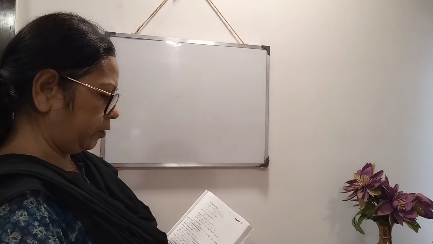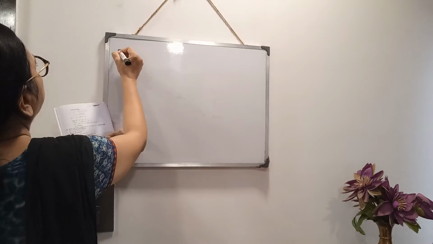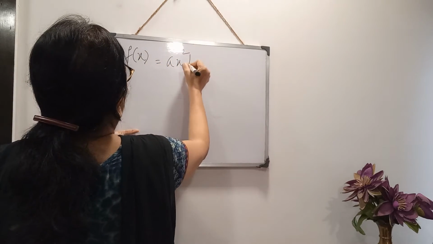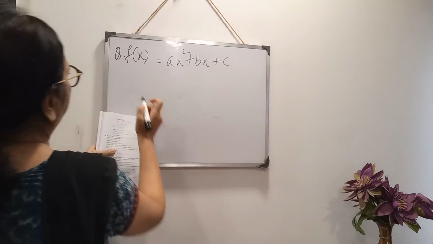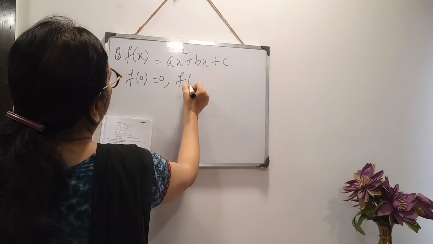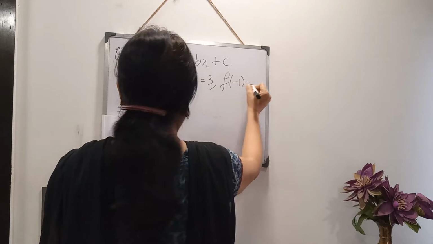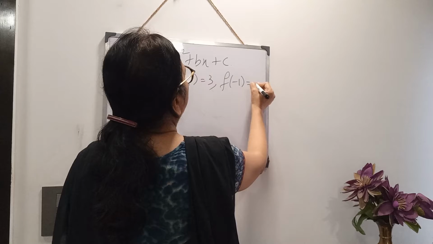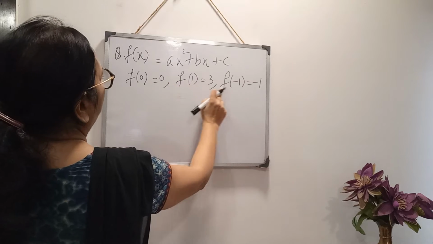Hello students, now continuation of previous video. It is given f(x) equals ax square plus bx plus c. Then values given: f(0) is 0, f(1) is 3 and f(-1) is -1. Then calculate the value of f(-3). Okay. First, what is given, from there we start.